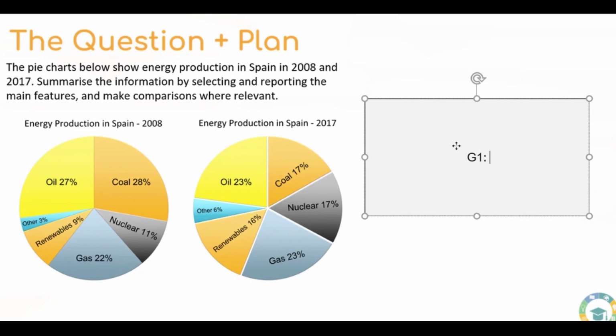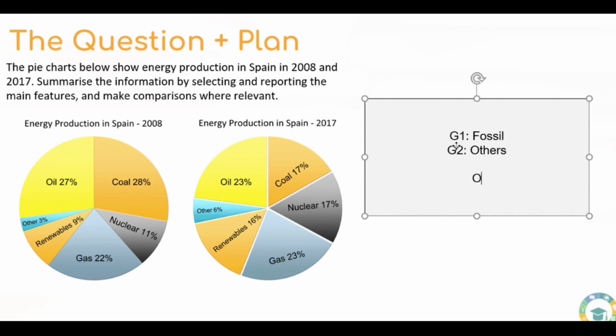So I think it makes more sense to go with fossil fuels, which is oil, coal and gas, and then to go with everything else, which is other renewables and nuclear. Just for the sake of this plan, I'll just put others. So they're my two groups, fossil fuels and everything else.